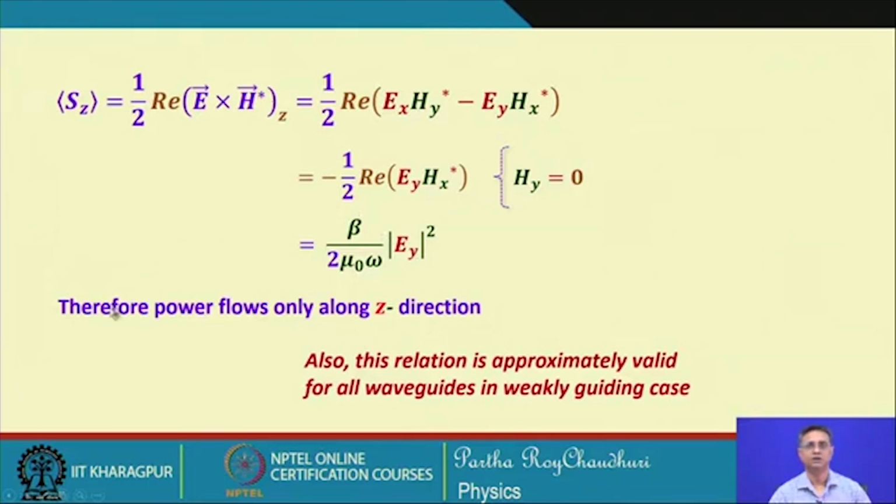This also tells you that along the direction of propagation, that is along the z direction, power only flows through the waveguide. And as a matter of fact, if we do this calculation, we will see that this relation is approximately valid for all waveguides under the weakly guiding approximation.